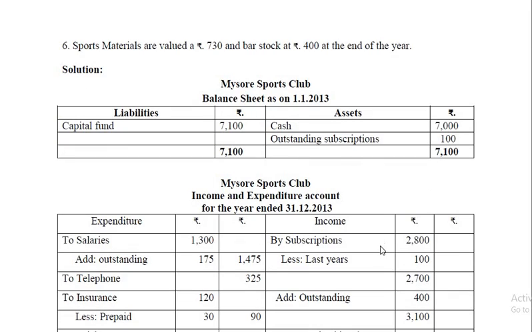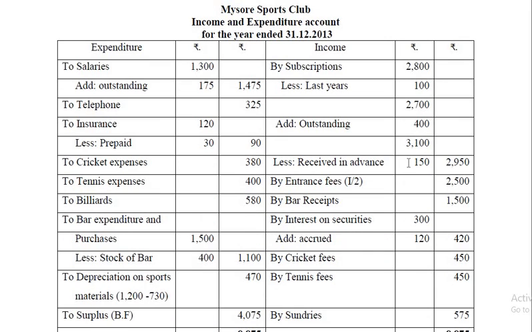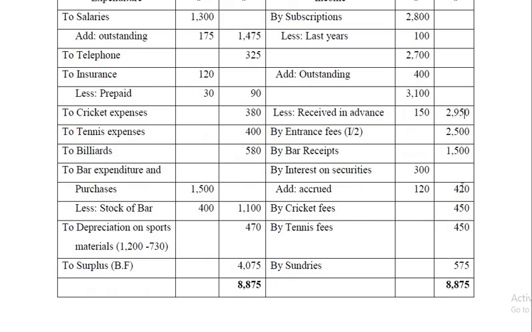Come to the income and expenditure account. Subscriptions 2,800. Of that 100 is for the last year. This is not the income of current year, deducted. This year's subscription outstanding 400 added. 150 of next year which are not earned, not accrued, so that should be deducted. So subscriptions for the current year is 2,950.